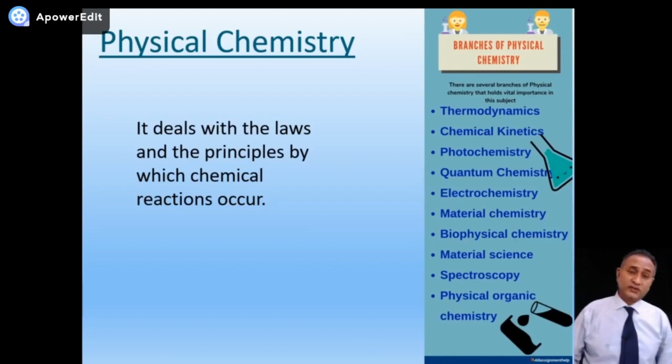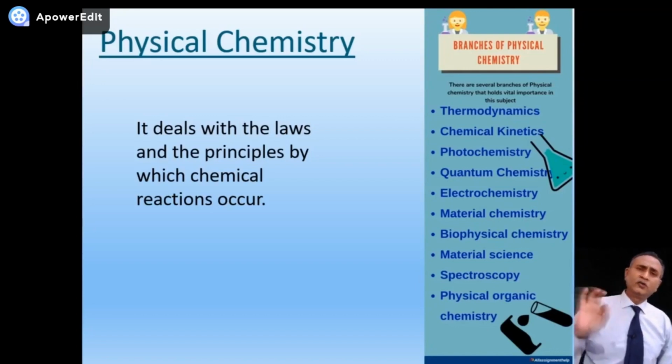So what is physical chemistry? It deals with the laws and principles by which a chemical reaction occurs. All right? It is the study of all the rules and regulations which should be followed by the reacting atoms to proceed to form compounds.